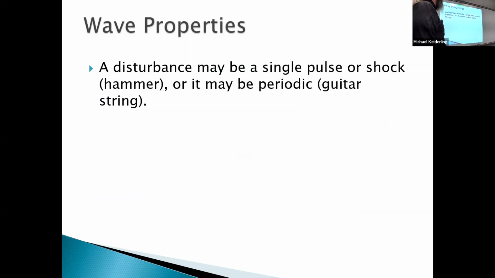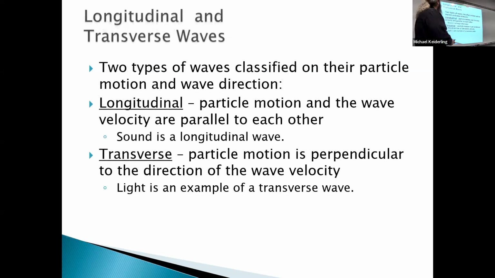Now, a disturbance can be a single pulse or shock, like hitting things with a hammer, or it can be more periodic, like a guitar string or my vocal cords. So you can have a short disturbance or a more periodic disturbance. And waves can be classified into two types based on how the particles move with respect to how the wave moves.